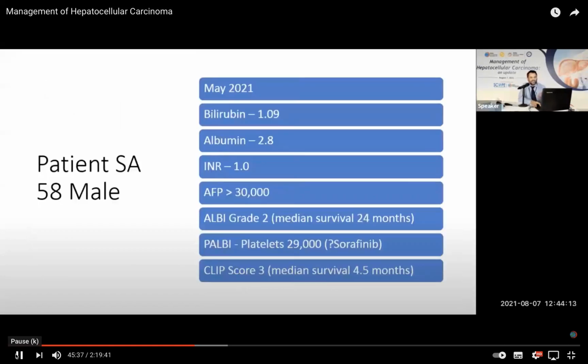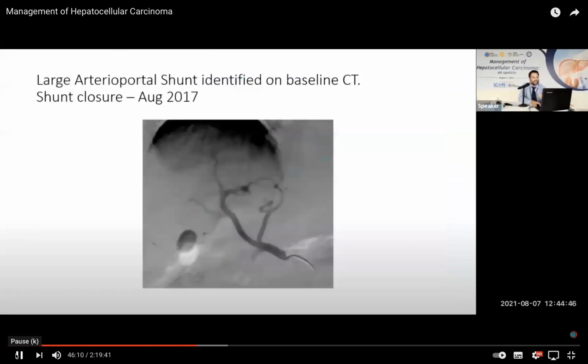This is another patient. Sorry, this one should have been August 2017. So this patient, he's got reasonable liver function, but his AFP was more than 30,000. He's an ALBI grade 2. His platelets were okay at this time. Subsequently, following sorafenib, he dropped his platelet count to 29,000. So his PALBI score would have been even less. And the CLIP score, which is supposed to give you an overall survival for general populations, but it's not very good for individual patients. But this guy was only going to live 4.5 months. So that's August 2017, not May 21.